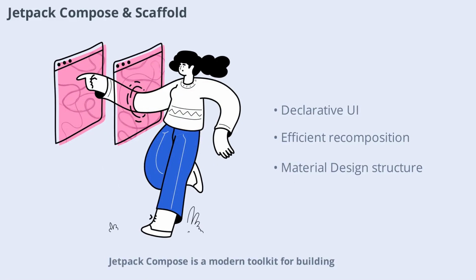Jetpack Compose is a modern toolkit for building native Android UIs using a declarative programming model. Composables are the building blocks, and state management ensures automatic UI updates. Recomposition updates the UI when state changes, making it efficient and responsive. Scaffold provides a basic structure for Material Design layouts, including top app bars, bottom navigation, and floating action buttons. Compose simplifies UI development, reduces boilerplate, and enables beautiful, dynamic interfaces.